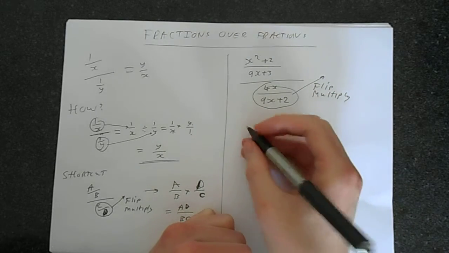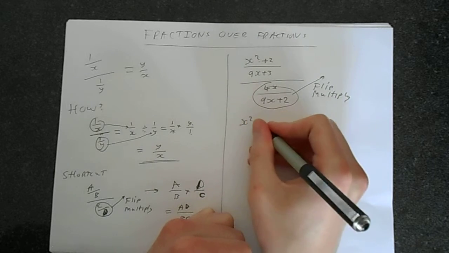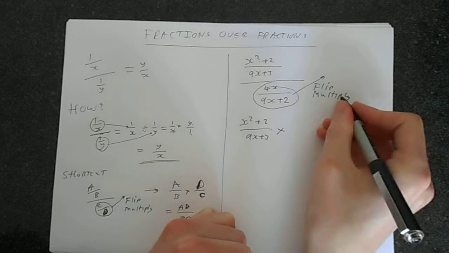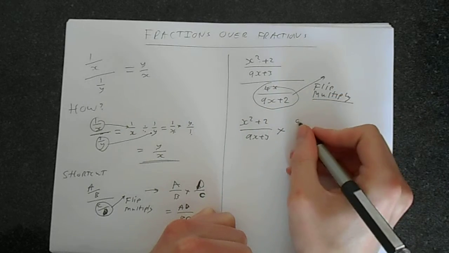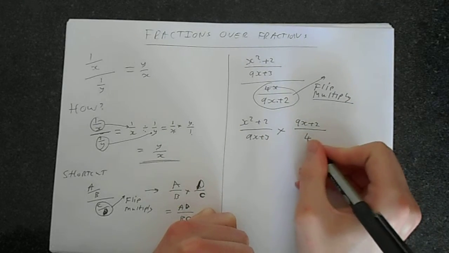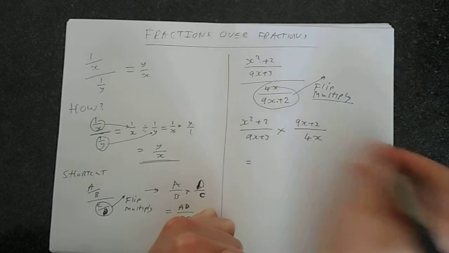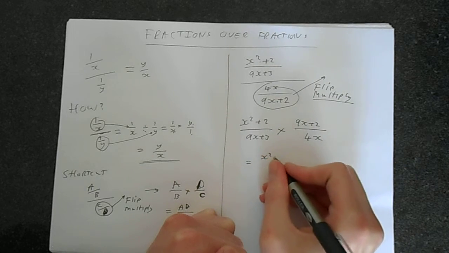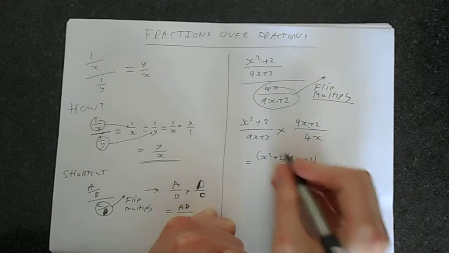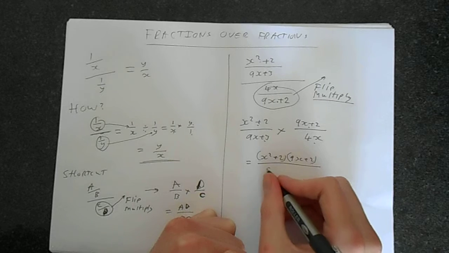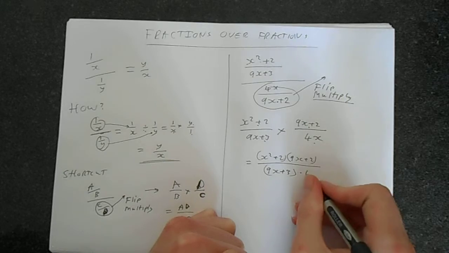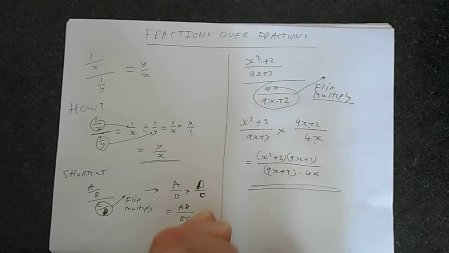Okay, very simple. So just write this out again, x squared plus 2 over 9x plus 3 times, see we're doing the multiply, and then flip, so the 9x plus 2 is on the top, that was on the bottom, moves to the top when we flip it, over 4x, and then we'll not bother multiplying this out. So this is just x squared plus 2, top times top, 9x plus 2, bottom times bottom, 9x plus 3 times 4x, and that's how you do it.